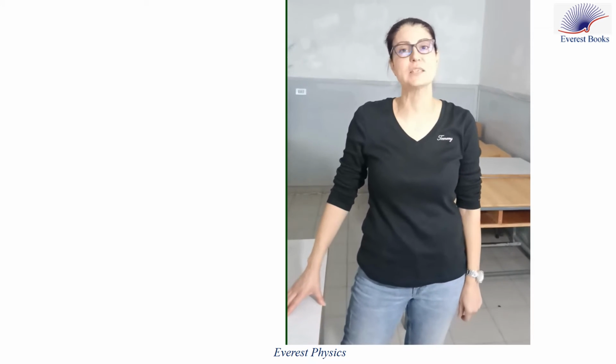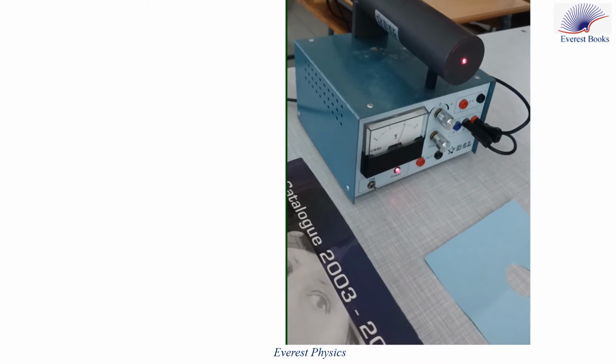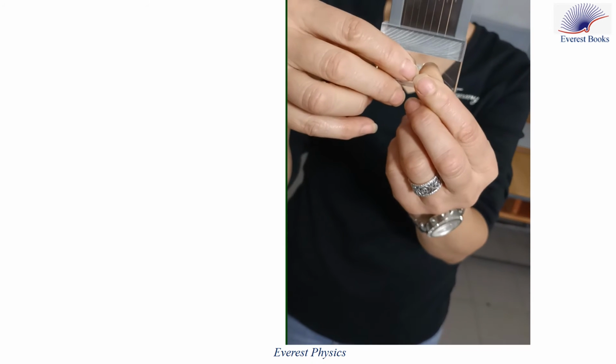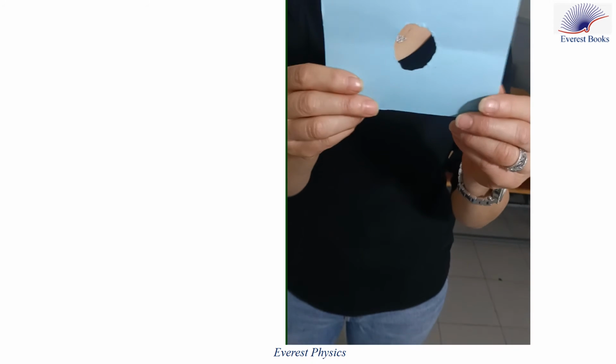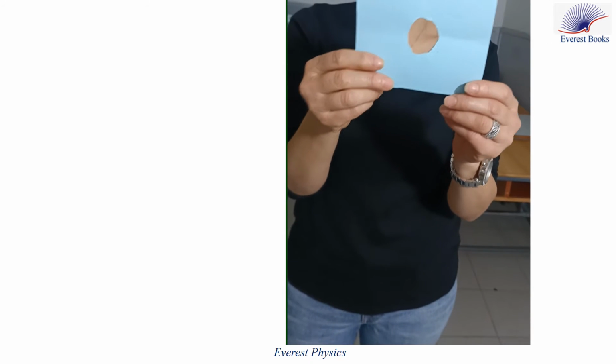Let's take a look at Fraunhofer diffraction pattern associated with a single slit. Here we have a helium neon laser with wavelength 633 nanometers, a set of narrow slits. The width of each slit is less than 1 millimeter. We have a cardboard with a circular aperture. The diameter of the circular aperture is greater than 2 centimeters. And we have a screen to observe the light. Now, let's start our experiment.